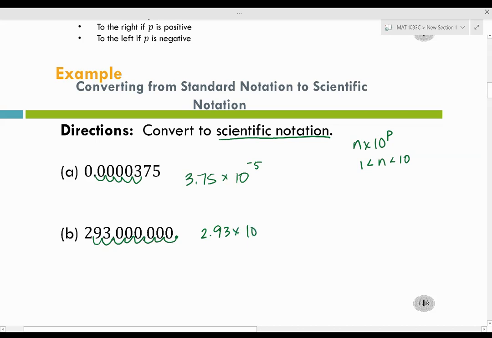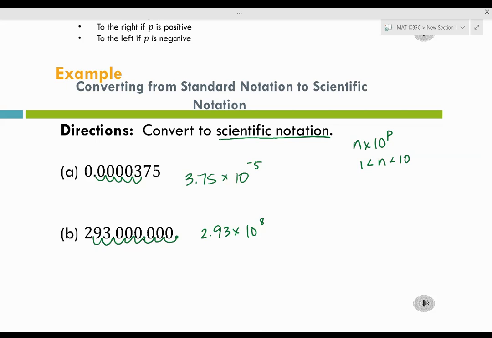Times 10 to the, how many places did we move? I hope you guys are keeping track because I lost my spot. 1, 2, 3, 4, 5, 6, 7, 8. We moved it 8 places. And since we moved it to the left, our exponent is going to stay positive. So we've successfully completed both of those problems. We've converted them from standard to scientific notation.